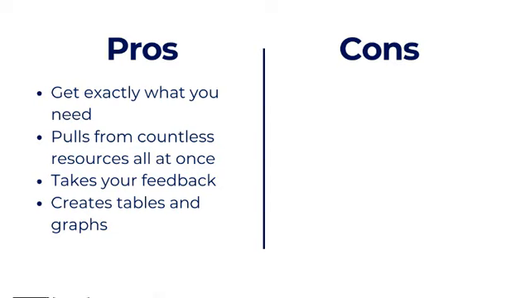Let's talk about some of the pros and cons of using AI. So, the first pro for me is that you get exactly what you need. I can't tell you how many hours I've spent looking for data on Google and just getting something that's close, but just not quite right. AI also pulls from countless data sources so that you can get a ton of information all at once. It takes your feedback and it can even create tables and graphs for you.